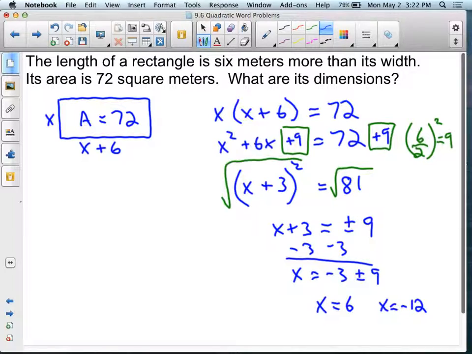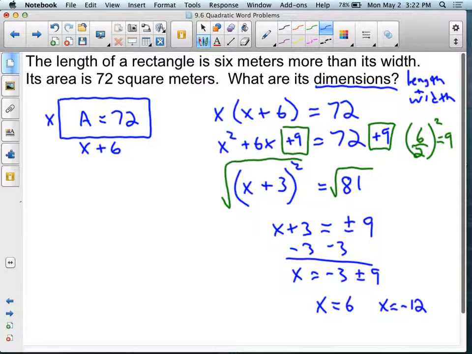So now, I solved the equation. What did the question ask, though? What are its dimensions? Dimensions mean what's its length and what's its width. We need both for the answer. What's the length and the width?